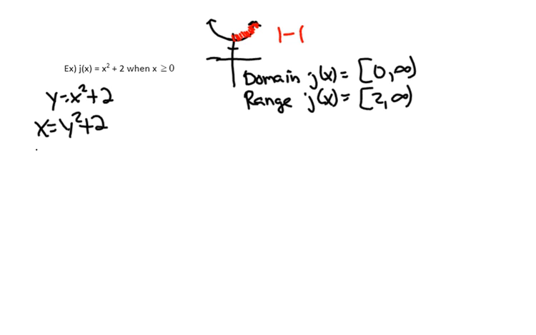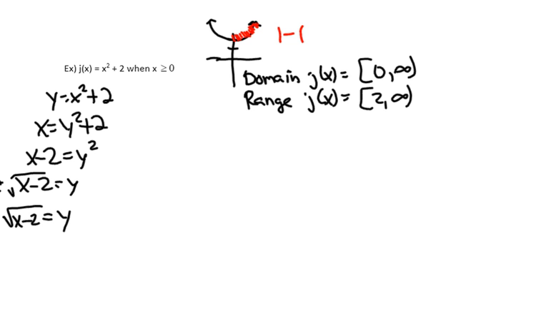So subtract the 2. And then take the square root. Now, we know then that should be plus or minus. But because of the fact that x is greater than or equal to 0, I only care about the positive answer for this. So all I care about is square root of x minus 2 is equal to y.